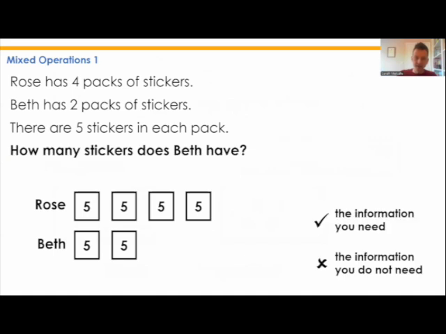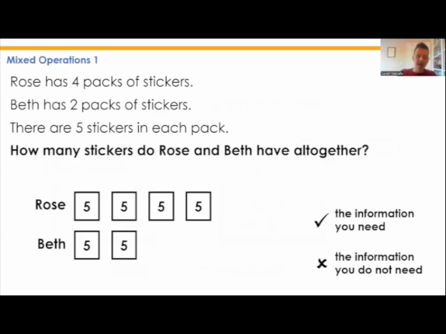Then, when questions are presented, children are asked, which information do we need to be able to answer this question? Rather than children thinking we always need all the information, now they have to select the information that's needed. How many stickers does Beth have? And what we come to see, well, of course, it is Beth has 2 packs of stickers. There are 5 stickers in each pack. For how many stickers does Beth have? The number of packs of stickers Rose has is irrelevant. We see at the end the answer is 10 stickers.